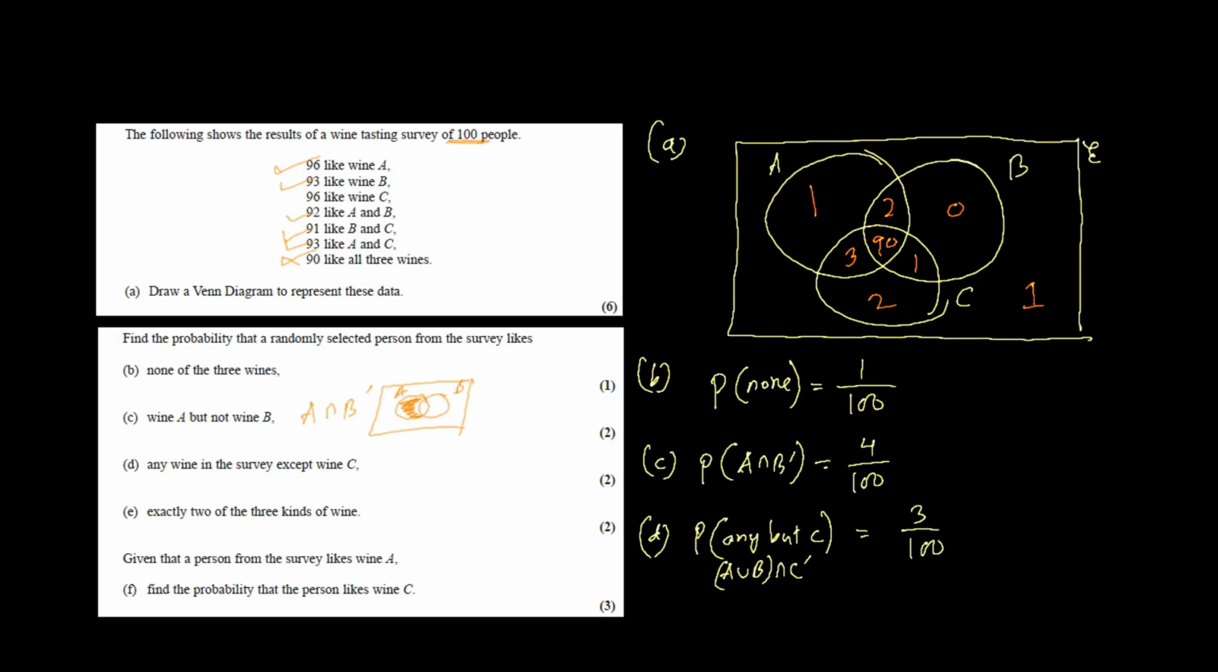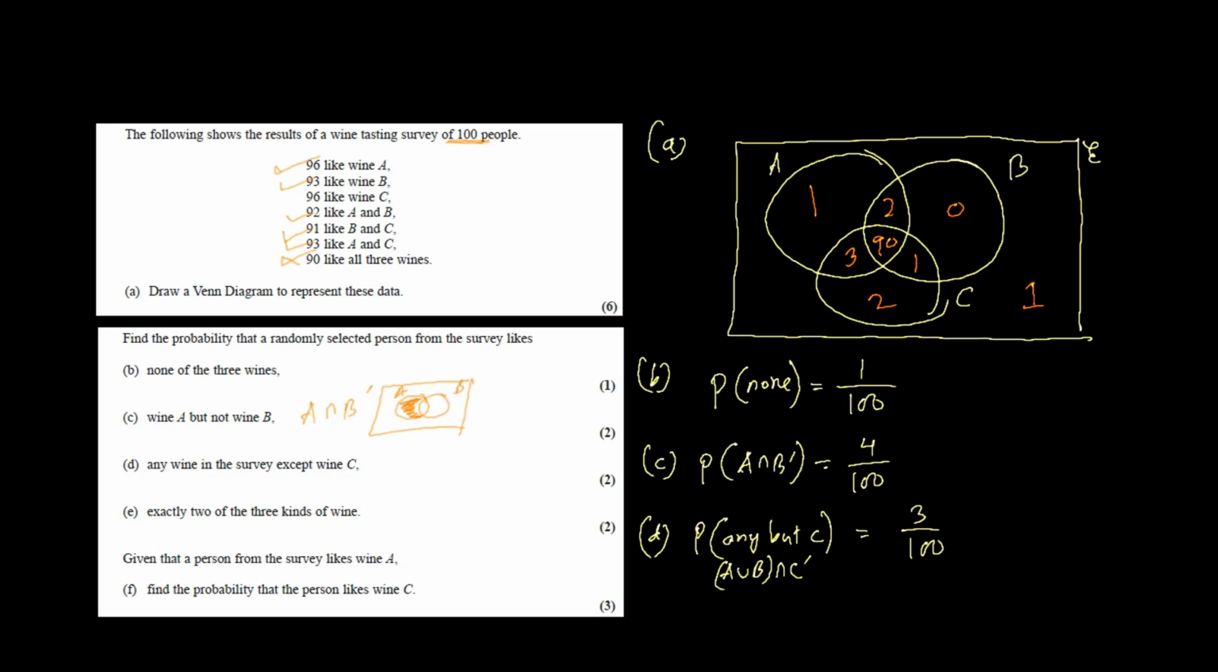The next one is exactly 2. Now exactly 2 refers to A and B, but this region refers to all three. So exactly 2 means only A and B. So only A and B refers to this region. Only A and C, exactly 2, refers to this region. You have to understand, if you include this, all three intersection also includes here. So only A and B and only A and C means here. Only B and C refers to here. So if you want exactly 2, this is going to be only A and B, which is 2, plus only A and C, which is this, plus only B and C, which is going to be this.